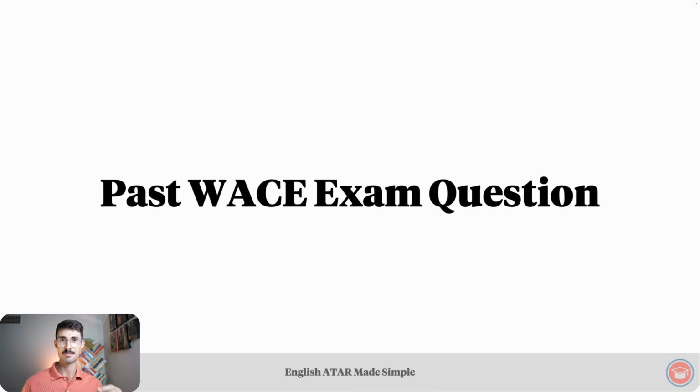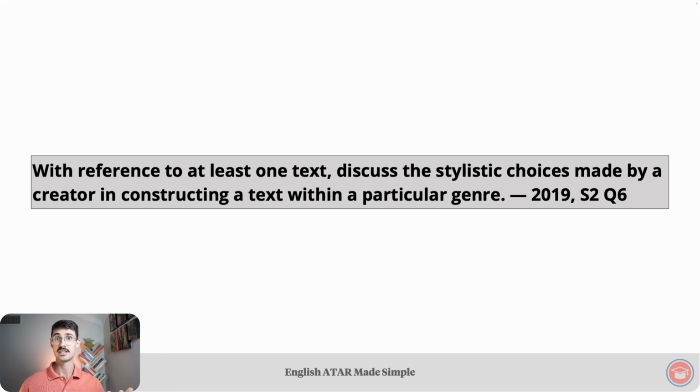In this last main section of the lesson, we're going to see how the content we've just learned is relevant when it comes to answering exam questions. Here is the exam question that we're going to use as an example. With reference to at least one text, discuss the stylistic choices made by a creator in constructing a text within a particular genre. This one comes from a 2019 WACE exam, specifically Section 2, Question 6.